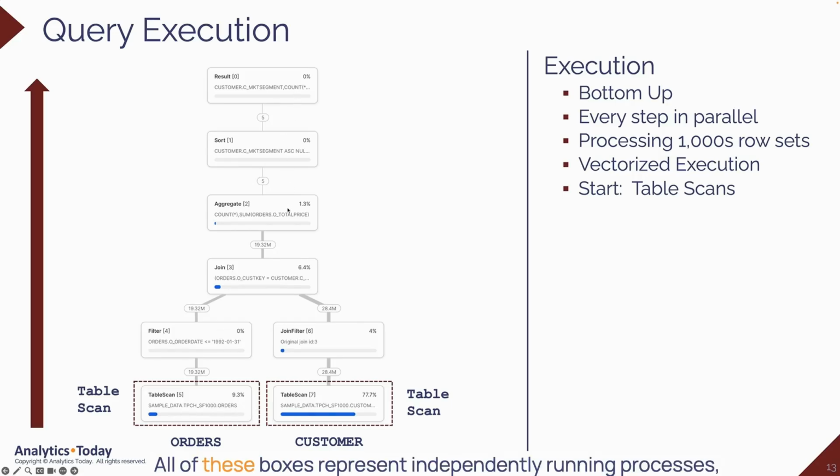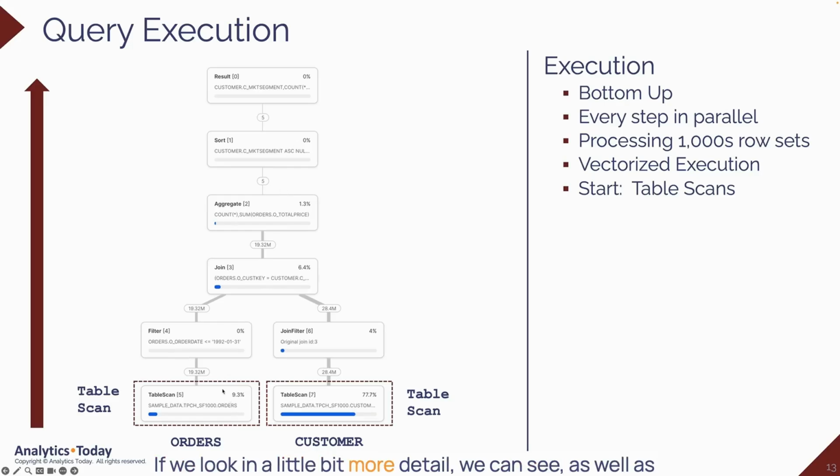All of these boxes represent independently running processes, and it's going to retrieve a few thousand records and then push them up into the next step and up to the next step and up, so that these steps can all be executed in parallel. Because Snowflake runs in parallel across multiple nodes, and each node has at least 8 CPUs, that means it can do an awful lot of these operations in parallel.